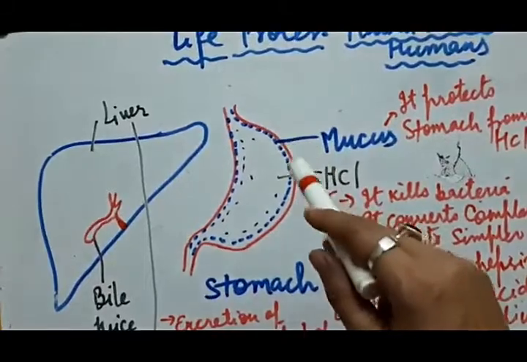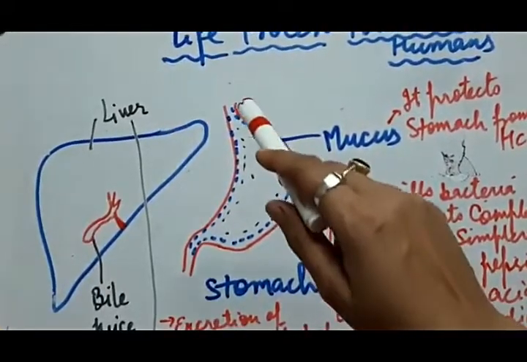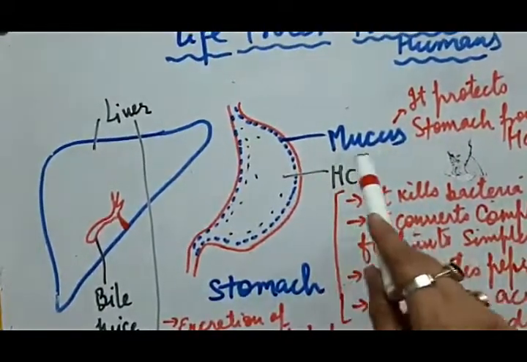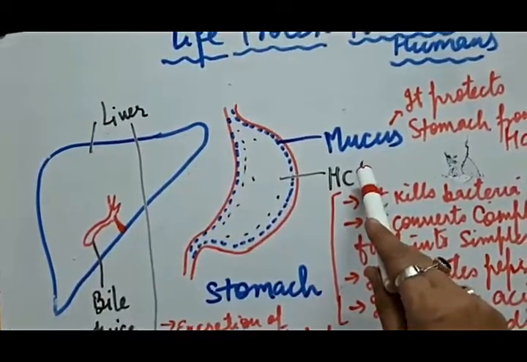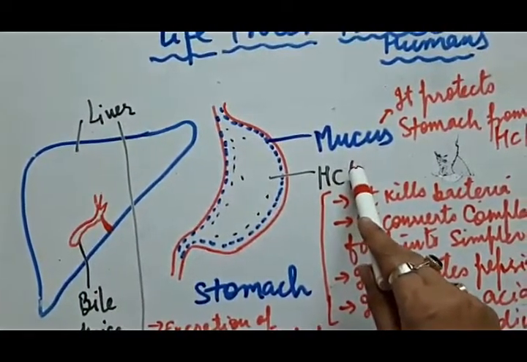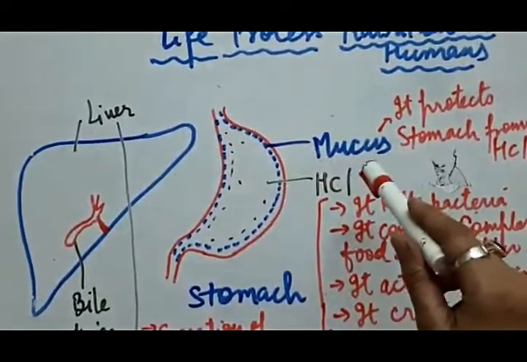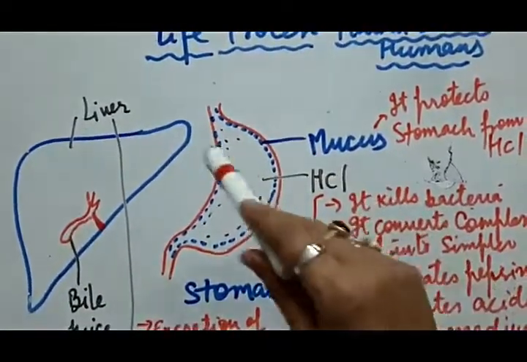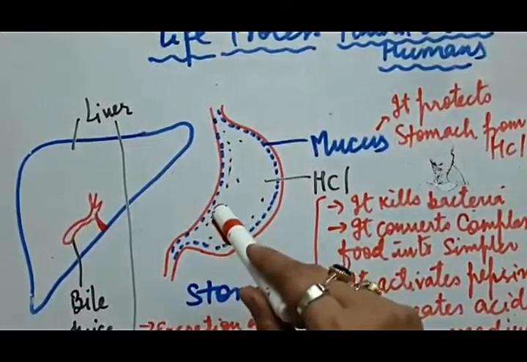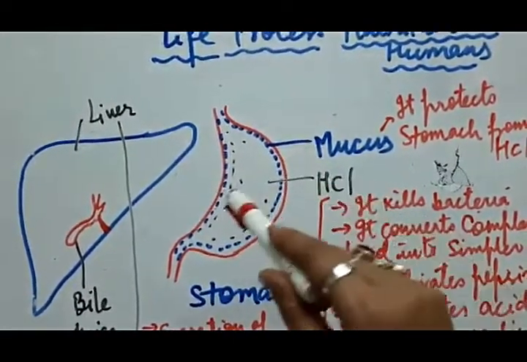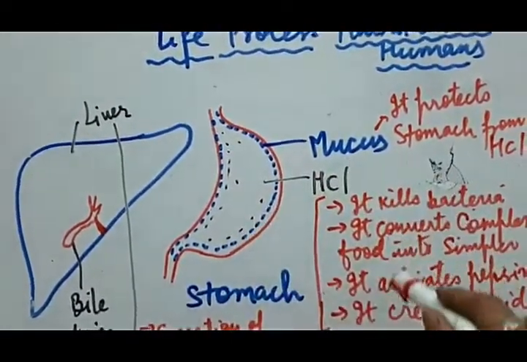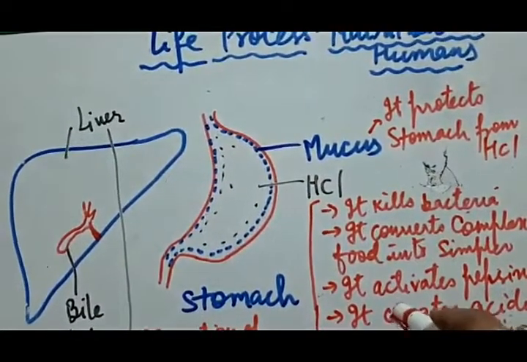and in the stomach you see this is HCl. HCl is present in the stomach. HCl is hydrochloric acid. It is an acid, so it can burn the stomach. So it is present in the stomach, and these are the roles of the stomach.